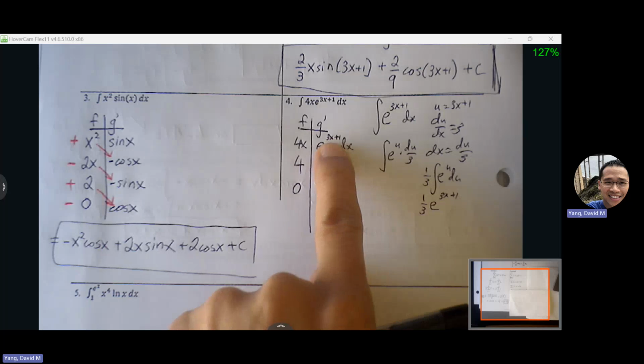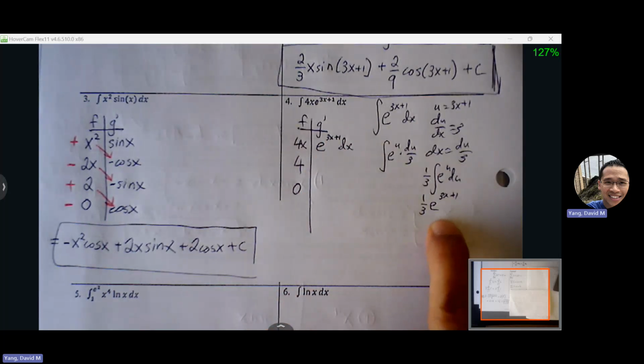So e to the u becomes e to the u, but that 3x plus 1 will produce a 1/3. So each time we take the antiderivative, another coefficient 1/3 will show up.